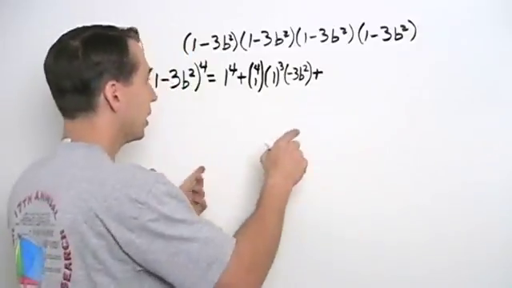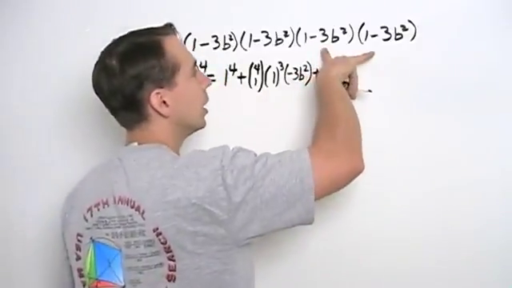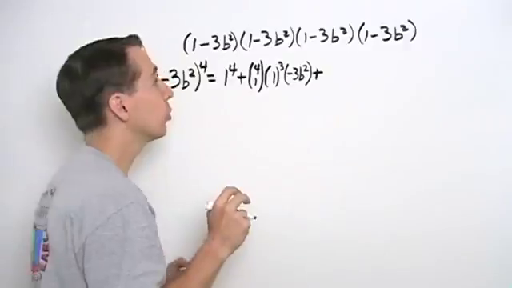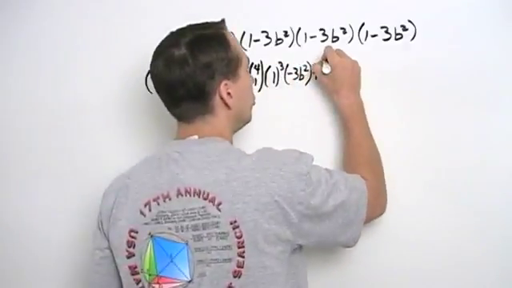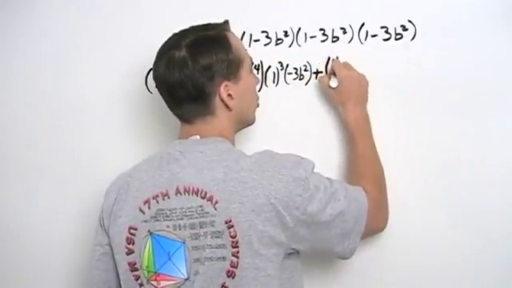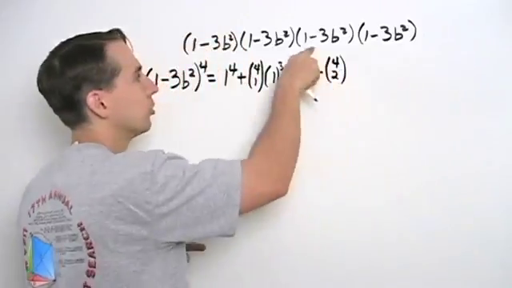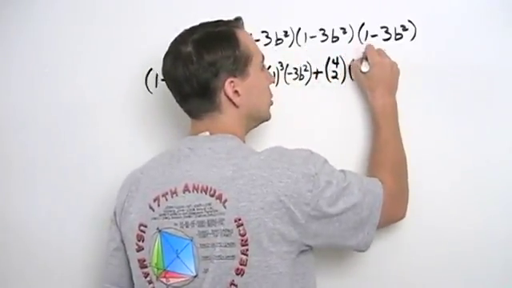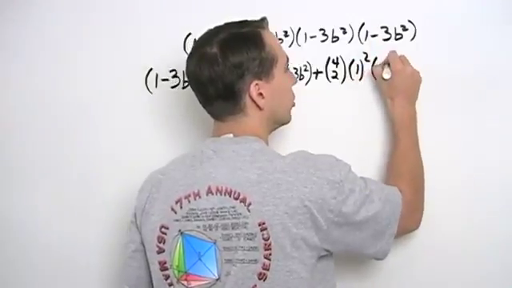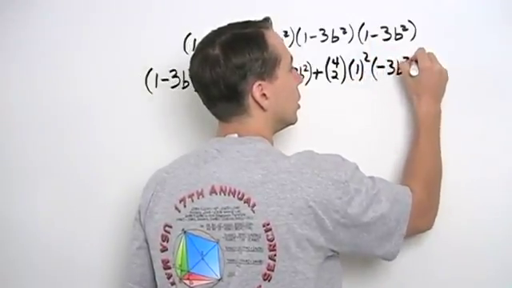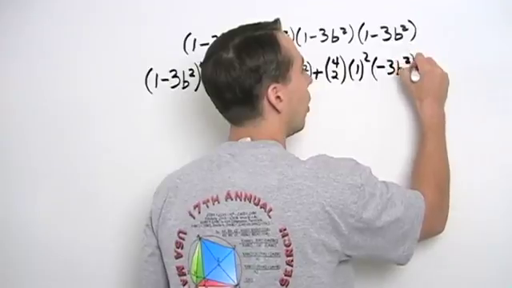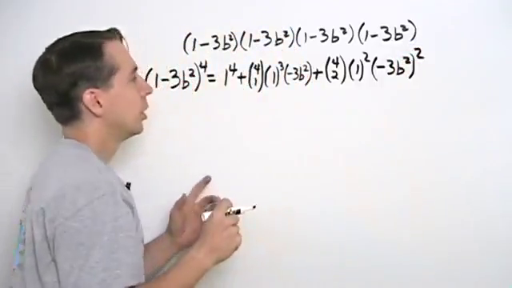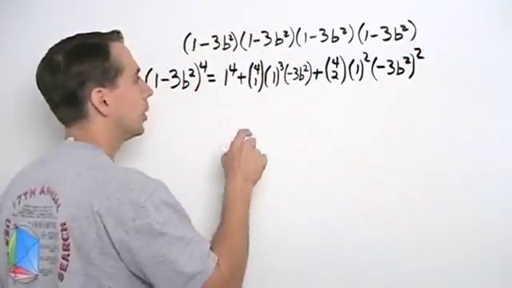And next up, I'm going to take 2 1s and 2 of the minus 3b squareds. Well, there are 4 choose 2 ways for me to choose the binomials to take the minus 3b squareds from. I'm taking 2 1s and 2 of the minus 3b squareds. And now you see why I chose to write this again smaller. I'm running out of room.